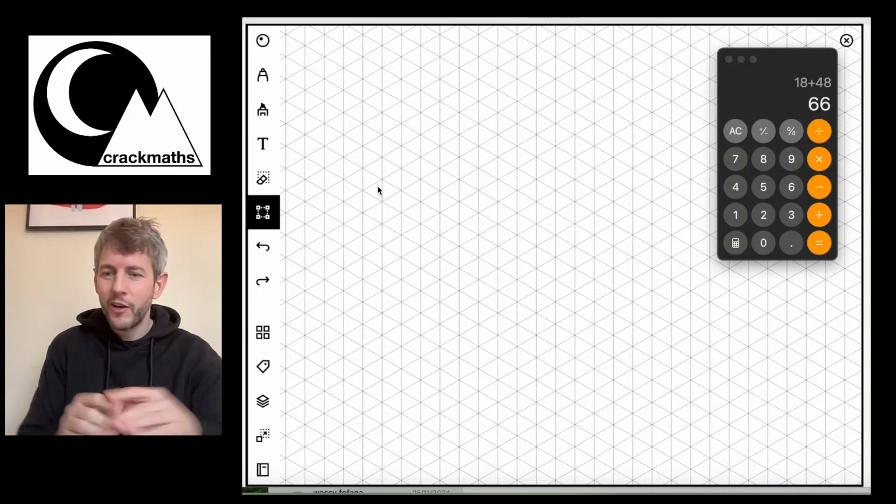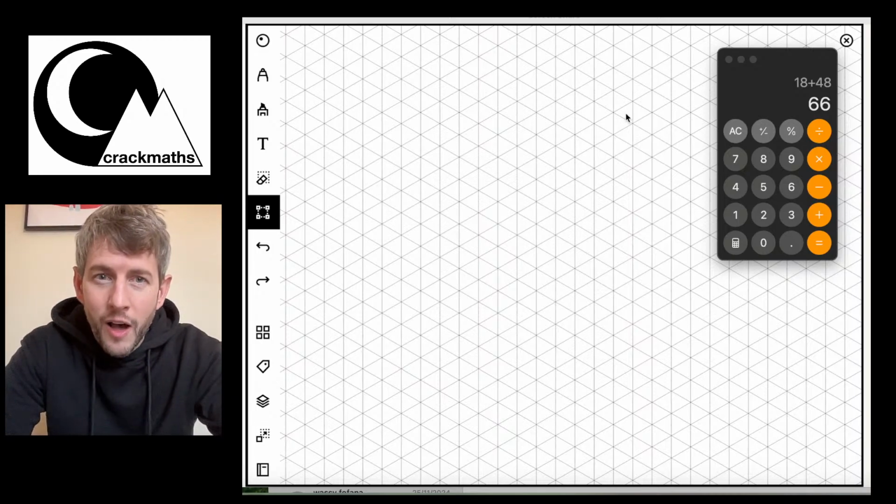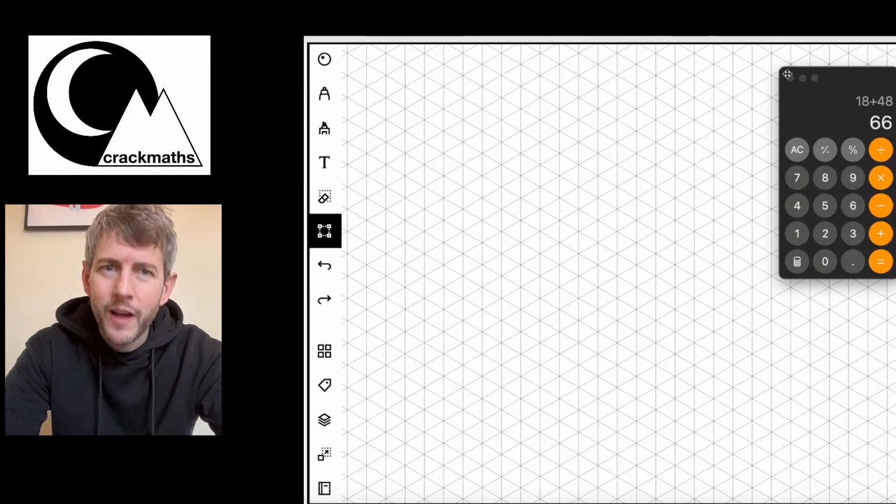But today we are looking at volume, and so I've got my special isometric paper here.